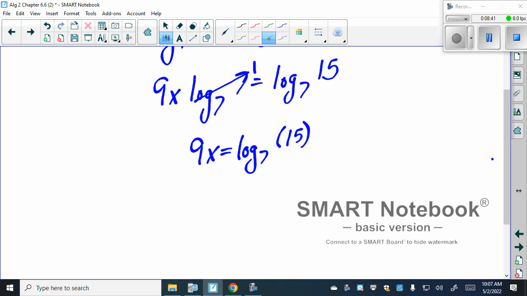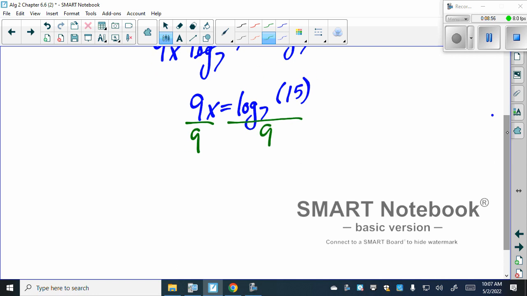Have we solved for the value of x? No, what do we need to do next? Divide by 9, because we still need to get x by itself. Because 9x divided by 9 is just going to give us x equals log base 7 of 15 over 9. Because log base 7 of 15 is just a number, so we can divide it by 9.